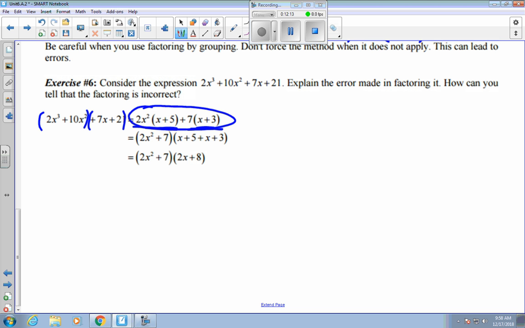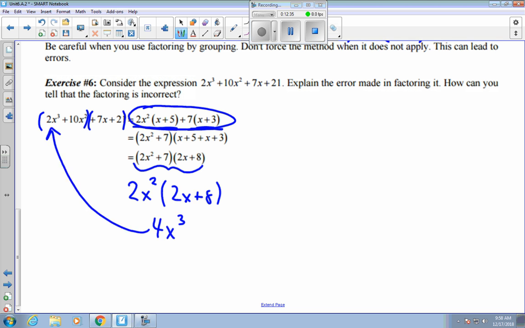And you can even see, if you get to this last step down here, if you go to do the box method, or double distribute, if I have 2x squared and I'm doing the 2x plus 8, the 2x squared is going to give me 4x cubed. My 4x cubed does not match the 2x cubed. So that's another way you can do it. You can say, let me check it and make sure it works. And it does not work.